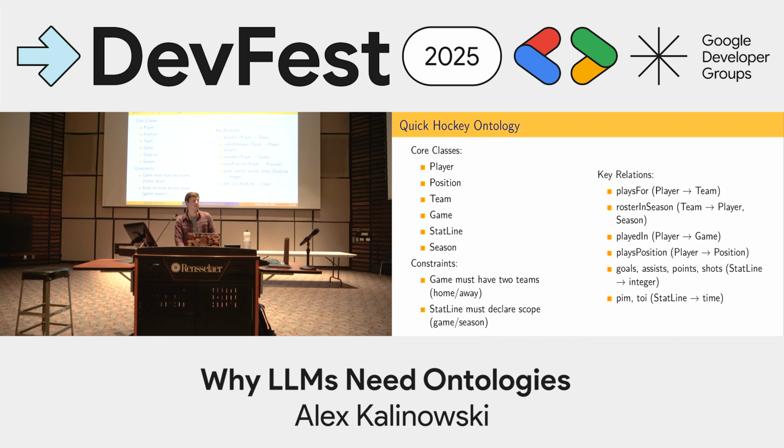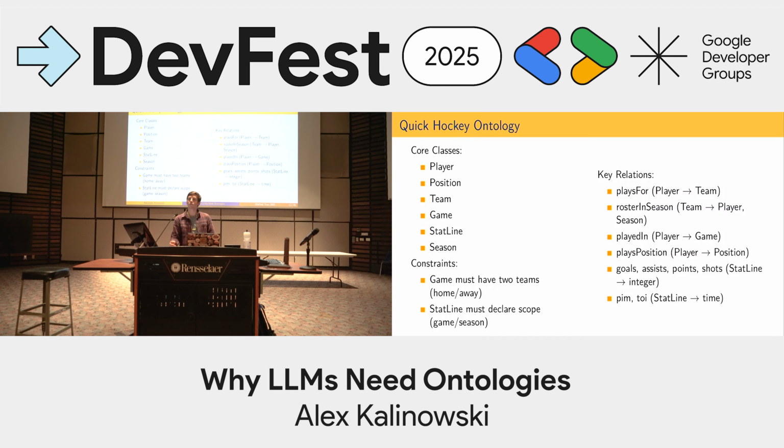So if we go back to the example of hockey, a quick ontology that we could develop, by no means complete, we could have a list of core classes: the player, the position, the team, the game, their particular stat line. We have constraints. Any game has to have two teams, one of them being the home team, one being the away team, unless you're playing in the Winter Classic and you're playing outside. A stat line has to have a scope. Is it for a particular game or a particular season?